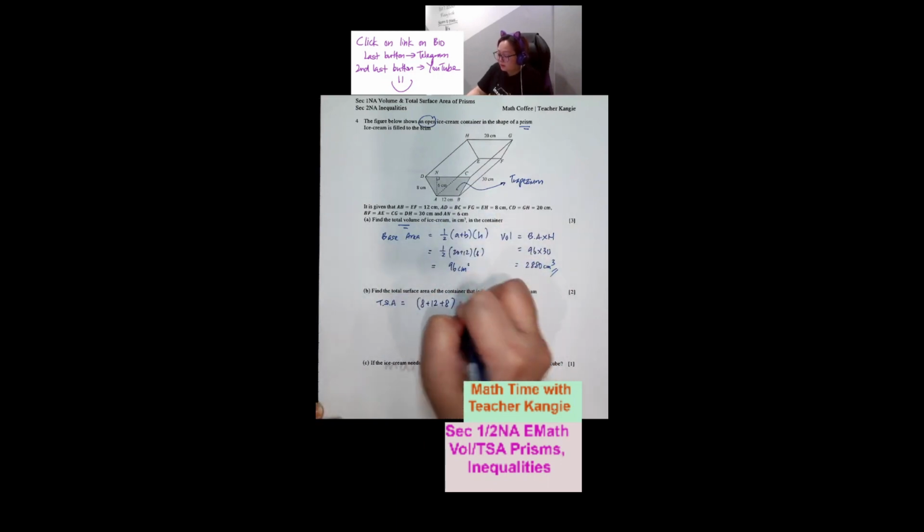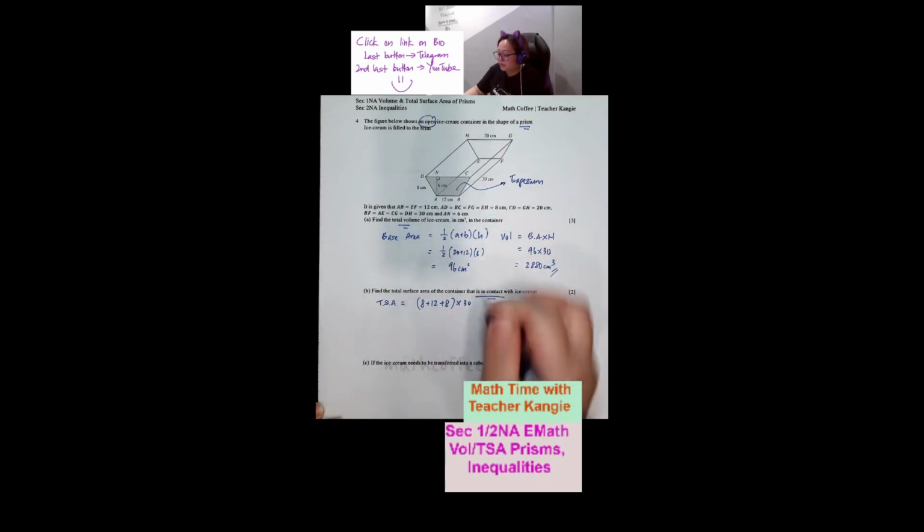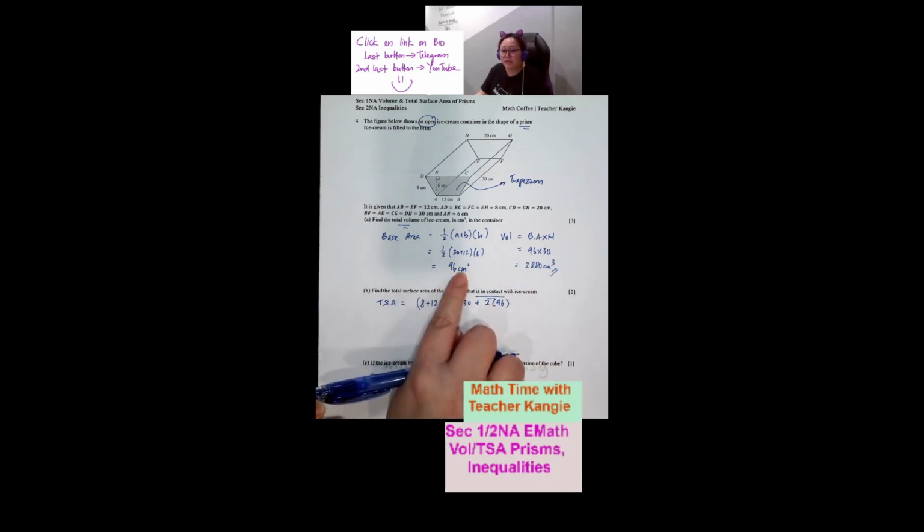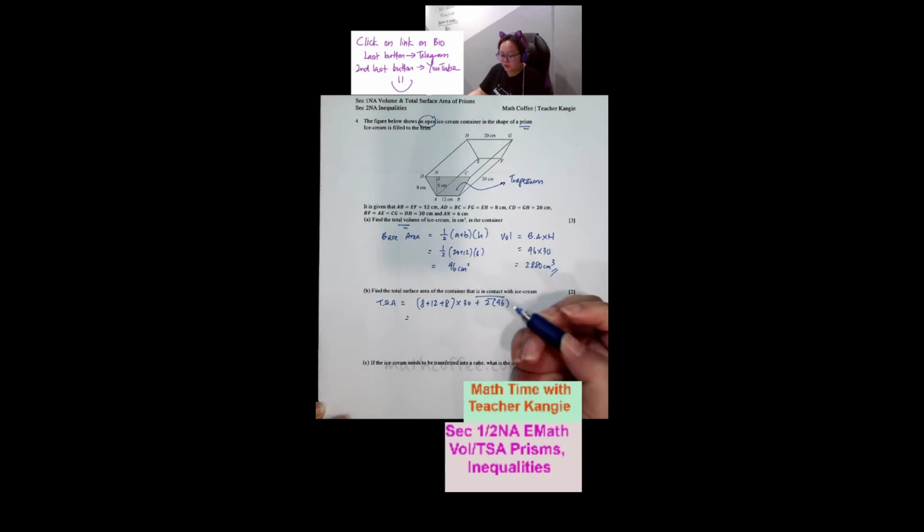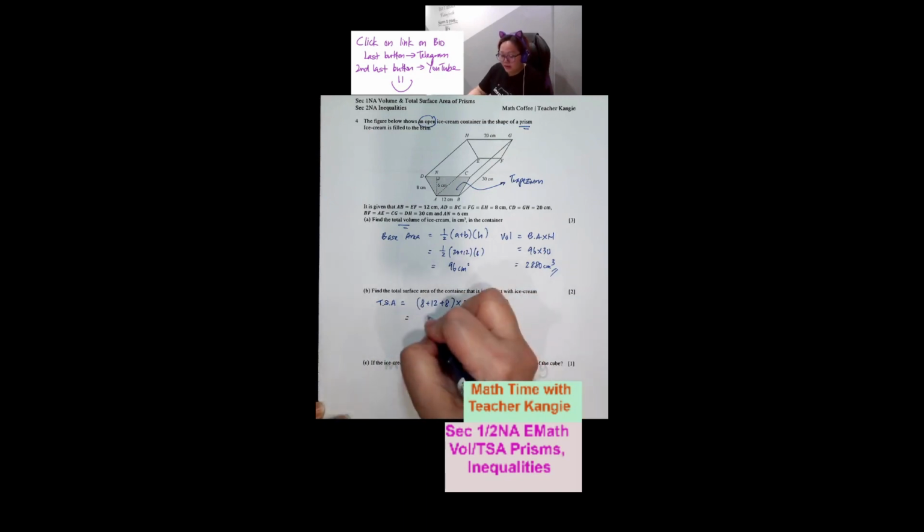Then after that, multiply by the height of the prism and plus 2 base area, which we already found at the top here, 96. So this part will be 840. This part will be 192, and then you get 1032 cm squared. Done.